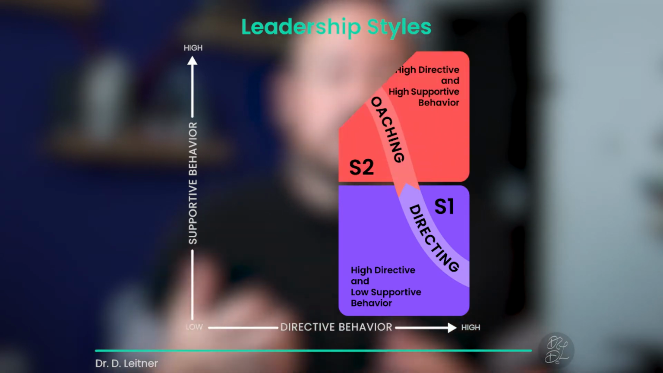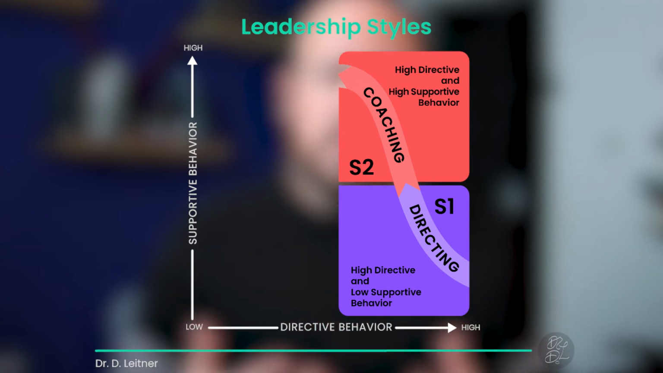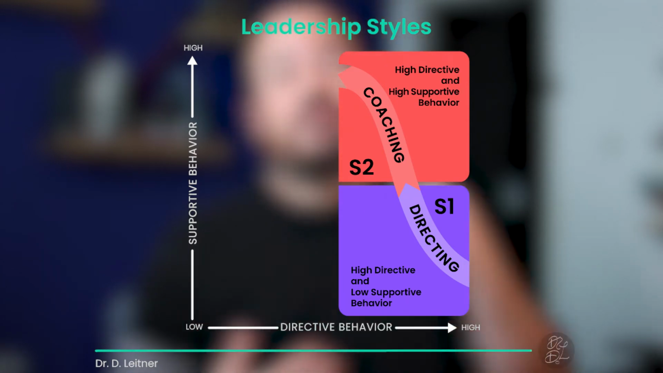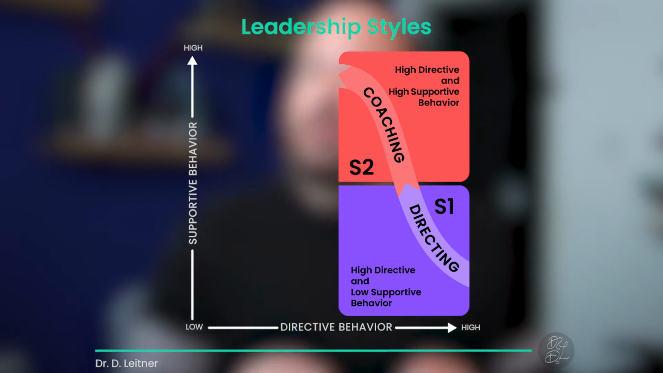Versus, for instance, D2, that person who has low to middle level competence, but their level of commitment isn't so high. These people need a high level of direction because they're not yet as skilled as you would want them to be, but they're also not as committed.